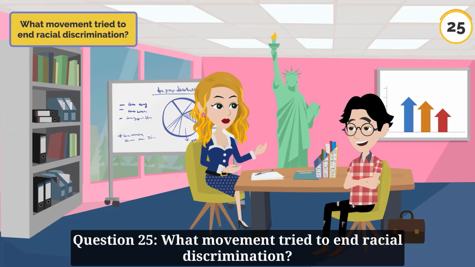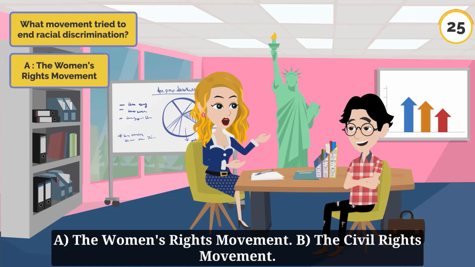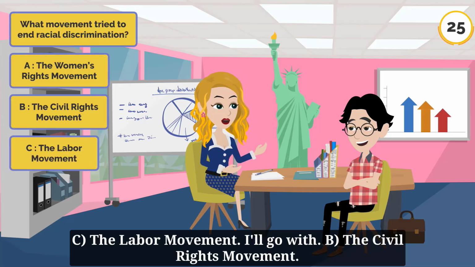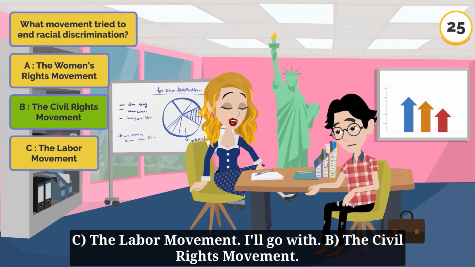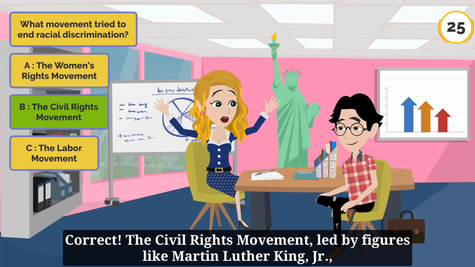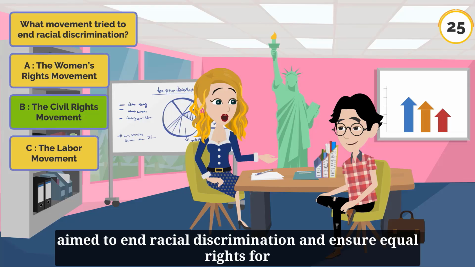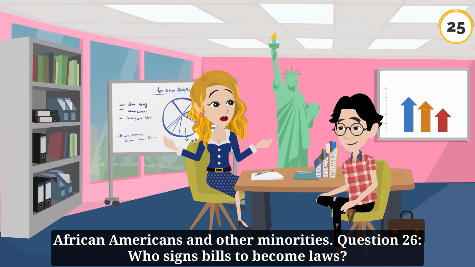Question 25. What movement tried to end racial discrimination? A. The Women's Rights Movement. B. The Civil Rights Movement. C. The Labor Movement. I'll go with B. The Civil Rights Movement. Correct. The Civil Rights Movement, led by figures like Martin Luther King Jr., aimed to end racial discrimination and ensure equal rights for African Americans and other minorities.